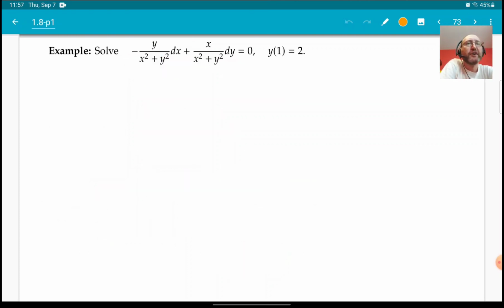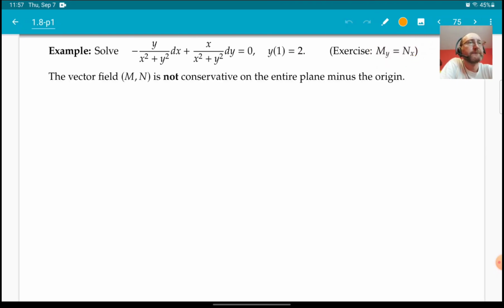All right, so let's look at another example. This looks slightly more complicated. So these are our m and n, and we have this initial value. It's an exercise, a little annoying, but m sub y is equal to n sub x. It is true. It's not too bad. You just have to use the quotient rule for m sub y, and for n sub x you also have to use the quotient rule.